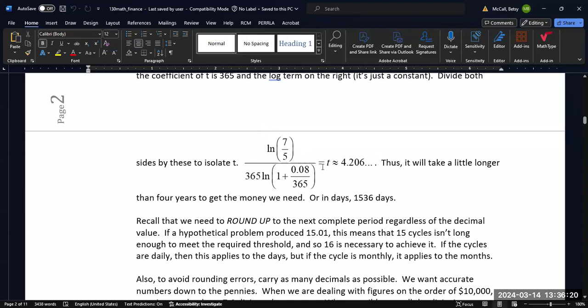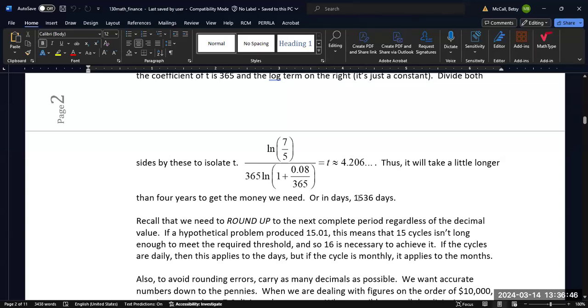And when we plug that into our calculator, be careful about the two things in the denominator when you put this in your calculator. Use an extra set of parentheses. What you end up with is t is about 4.206. So a little bit longer than 4 years in order to get the money. If you multiply this by 365, it's 1,536 days.